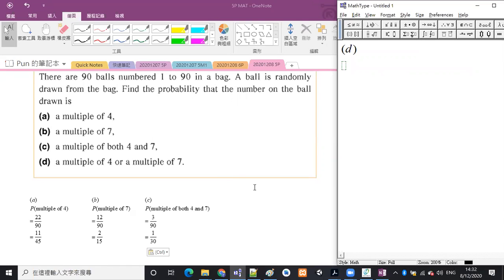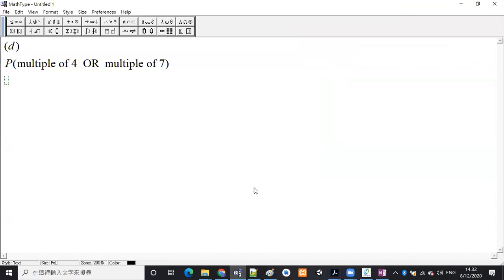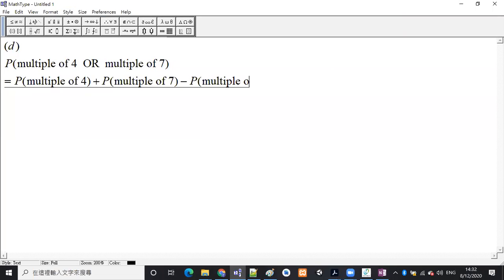And then D, a multiple of 4 or a multiple of 7. Can you see the keyword or? We are going to do P(multiple of 4) plus P(multiple of 7), and then minus, don't forget to do minus, P(multiple of 4 and multiple of 7). There will be fraction plus fraction minus fraction, and all of them will have denominator equal to 90.